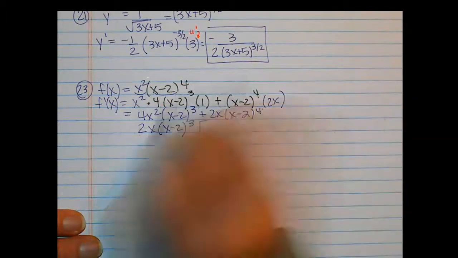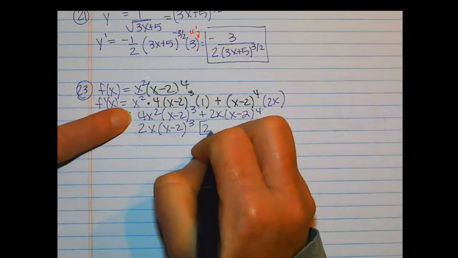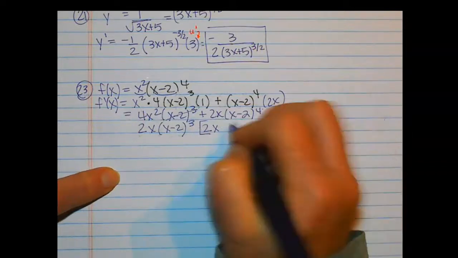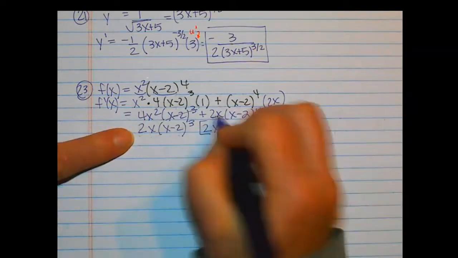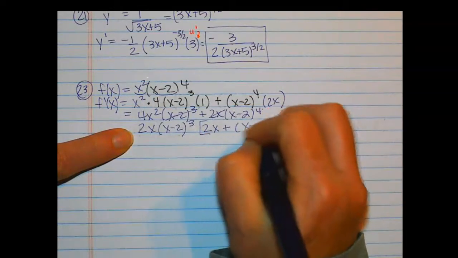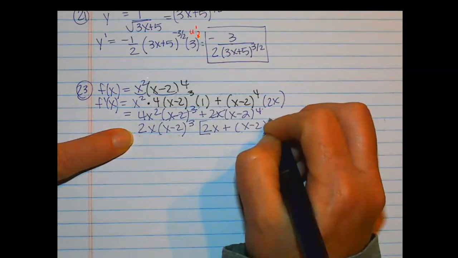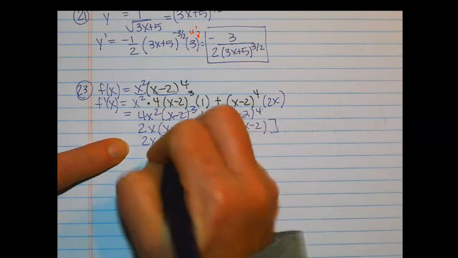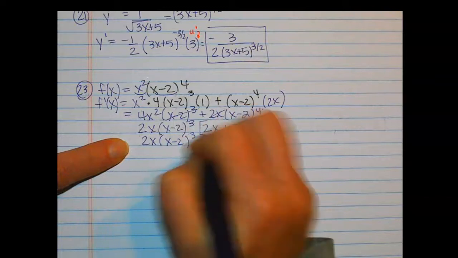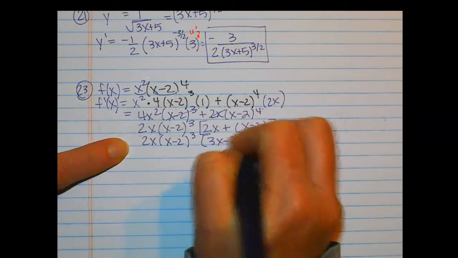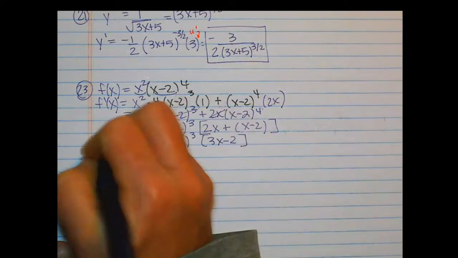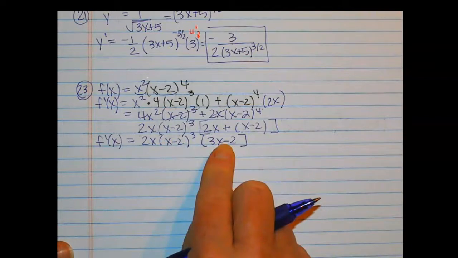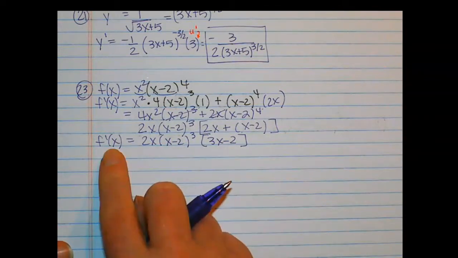That leaves me with 2 times 2 is 4. x times x is x squared, and I took this out entirely, plus 2x, we took that out, and we took out x minus 2, we took out 3 of them, so we have 1 left. That gives us 2x, x minus 2 cubed times 3x minus 2. And then if we were to actually solve this, we could set this equal to 0, this equal to 0, and this equal to 0, and find out where the derivative equals 0.